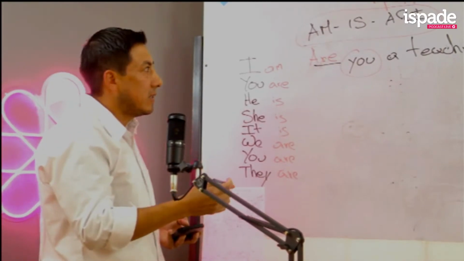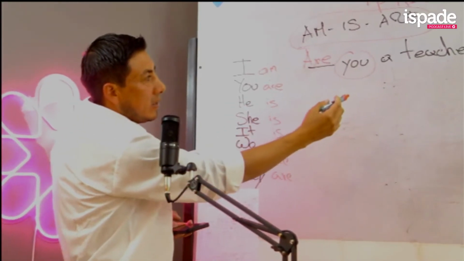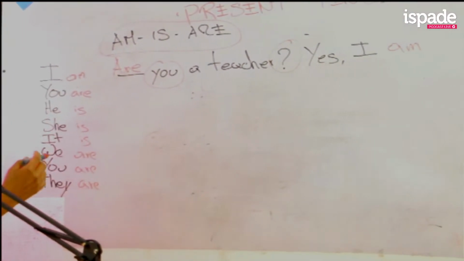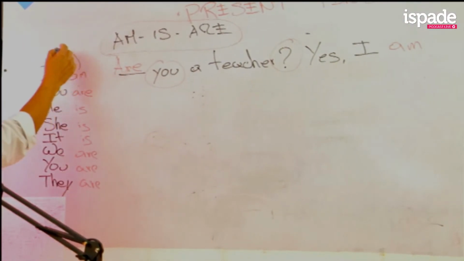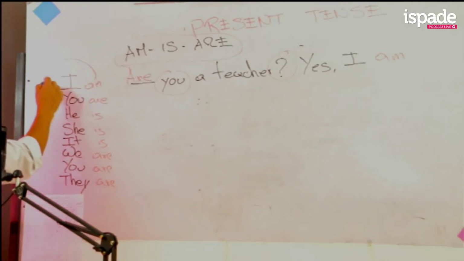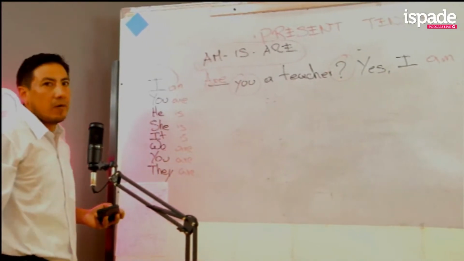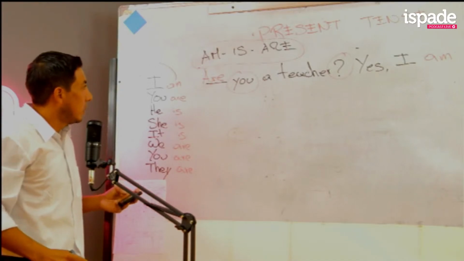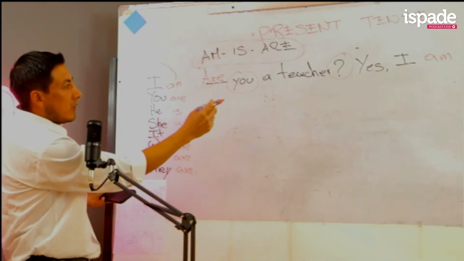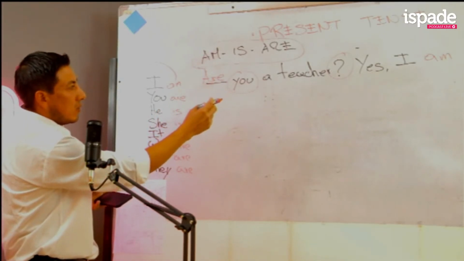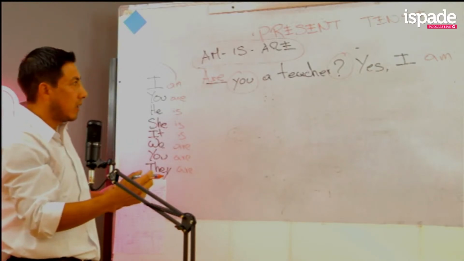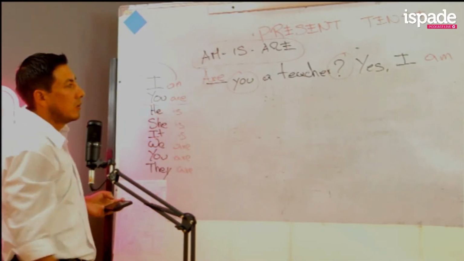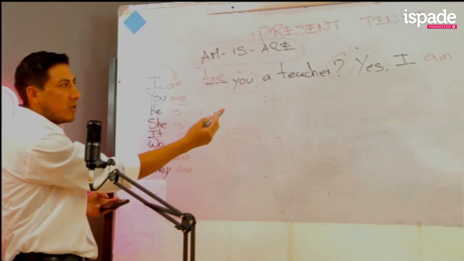So, simple present tense of to be verb form. Okay, so this is the first example. Are you a teacher? And also, here we got a question. When we got questions, the verb to be has to come to the beginning of the personal pronoun. You see? Are you a teacher? ¿Eres tú un profesor? It's talking about you. It's talking about tú. So we got to use tú. Are you a teacher? And the answer is yes.